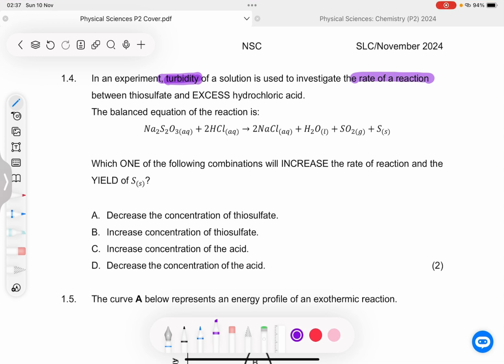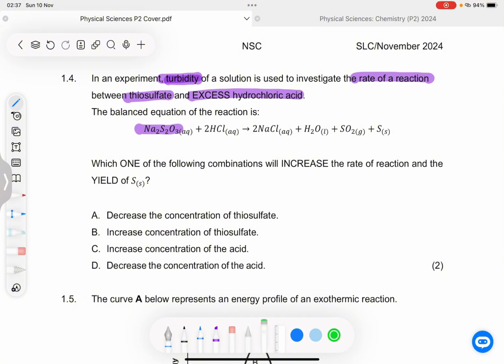How that is done generally is that we take a piece of paper and draw a cross on it. Then we put that piece of paper inside the reaction, usually a beaker, and observe that reaction as it takes place. We'll notice that the clouds will cover that cross. The time that it takes for the clouds to cover that cross helps us to determine the rate of reaction. So that's basically how that technique works. In this case, they've given us thiosulfate, which is this here. And then we have an excess of hydrochloric acid. Now hydrochloric acid is this here.